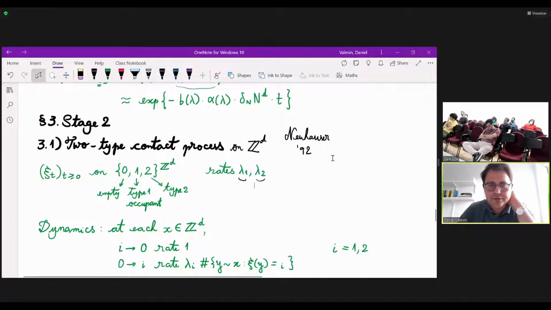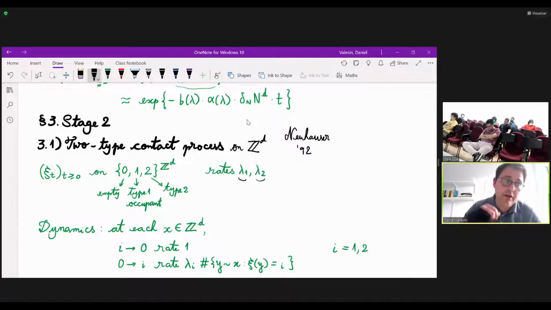And the dynamics is as follows. At each vertex, you go from any of the types to 0 with rate 1, you die, but also you switch from 0 to any of the types with rate lambda of that type times the number of neighbors. So in other words, you have these 2 types, 1 and 2, and they both die with rate 1, and they both give birth with rates lambda 1 and lambda 2, but the birth is only allowed at empty places, just like in the regular contact process.